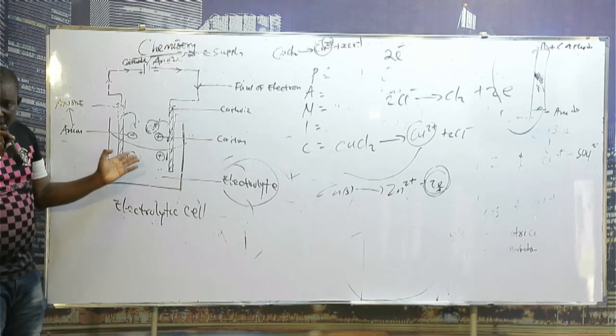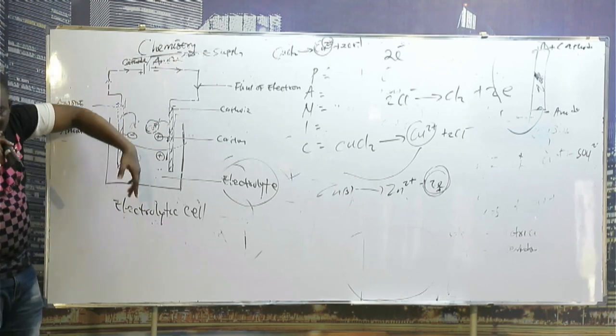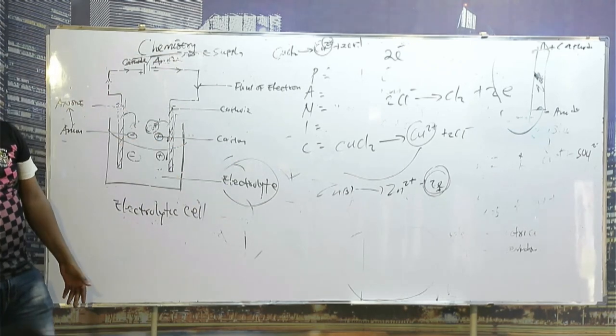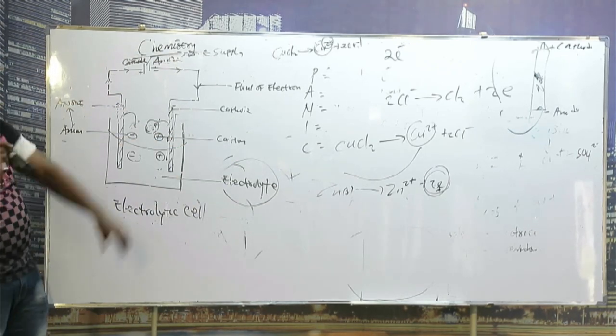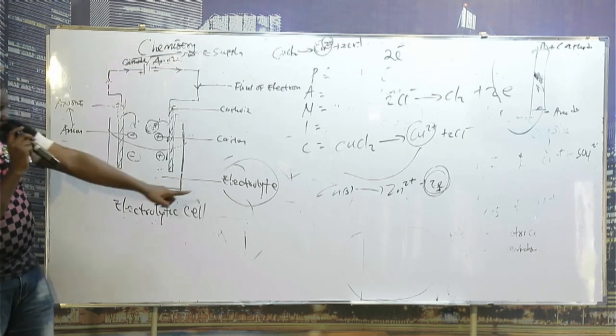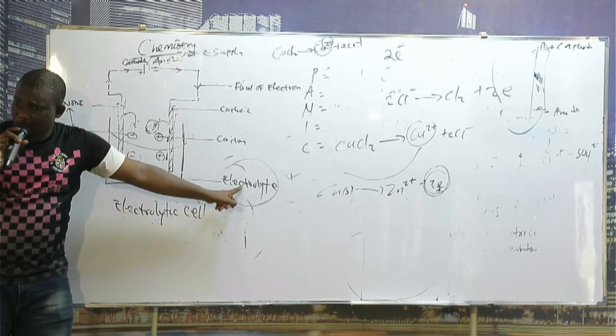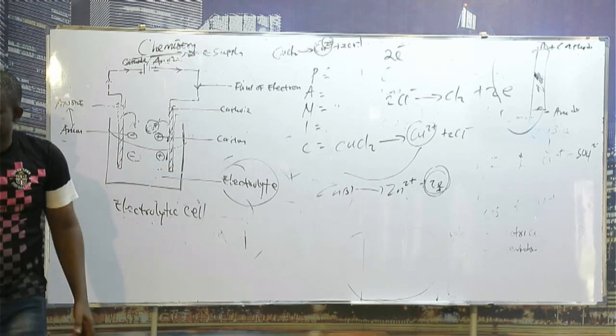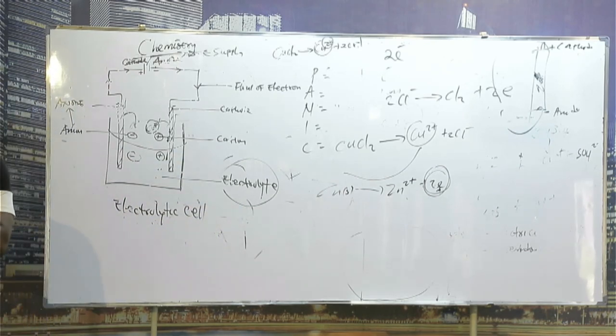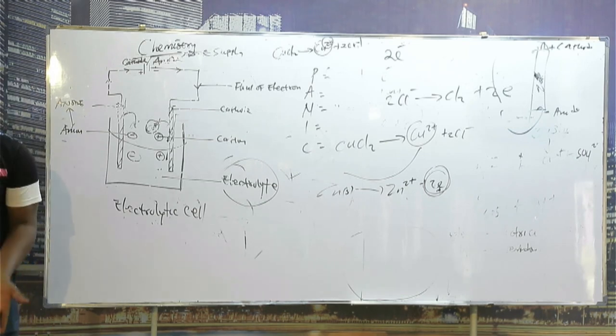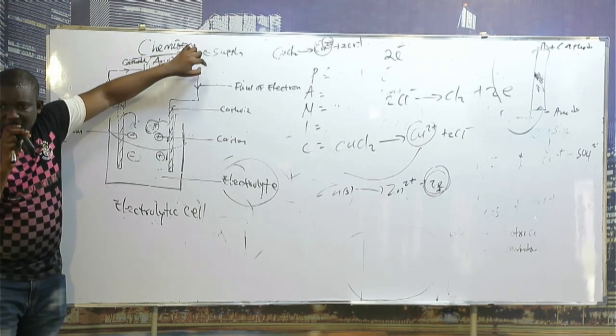So you dip them inside so that ions will see where to migrate. That is what the electrodes are doing here: to make sure you break up the electrolyte. If not, the electrolyte cannot decompose. This process is not spontaneous. It's not a reaction that can happen on its own. It needs a condition to happen, and that condition is supplied by current.